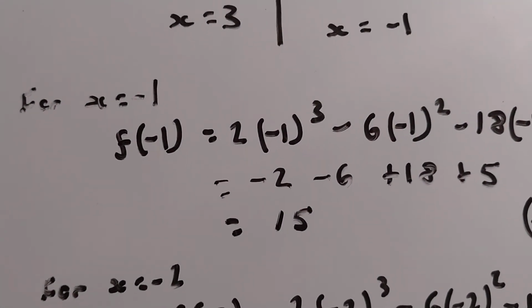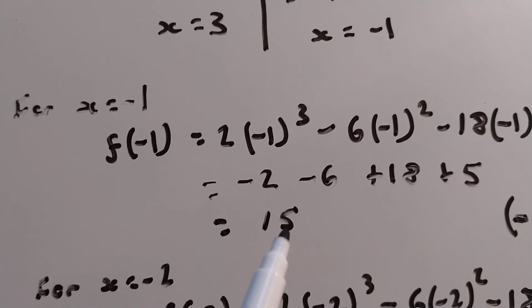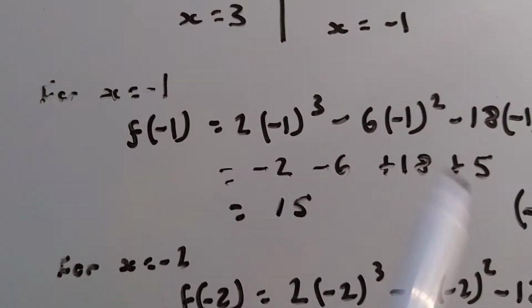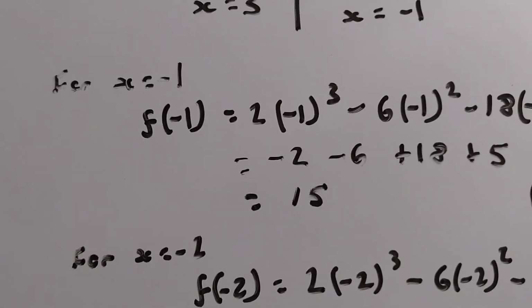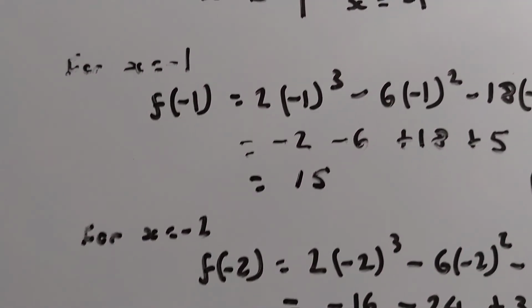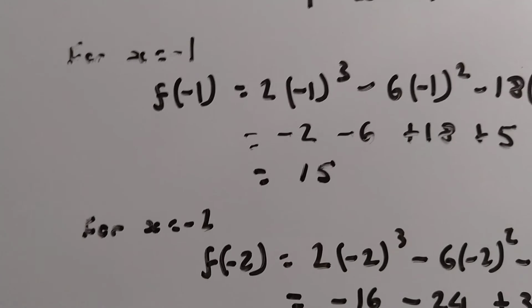If the nature table said this was a maximum turning point and it was the only stationary point in the interval, then it would follow that this must be the maximum value overall. But it's only as a check. We don't need to do it, especially if short of time in the exam.